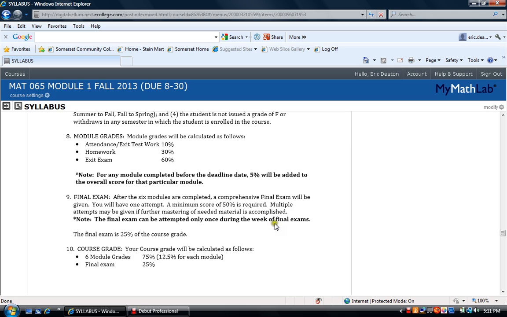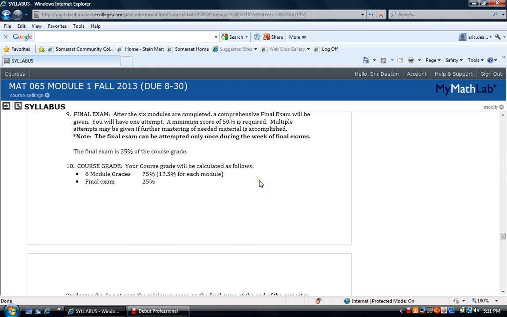And the sooner you get to the final exam, the more you won't forget. You'll probably do really, really well if you finish this class within a matter of a few weeks. You'll do really well in the final exam.